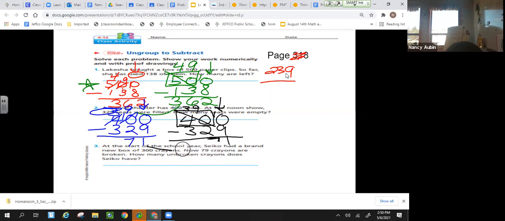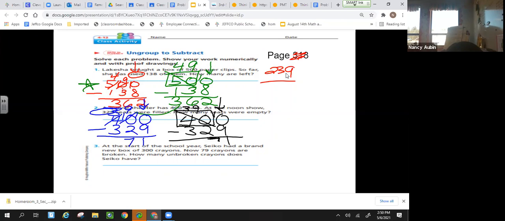At the start of the school year, Seiko had a brand new box of 300 crayons. Oh, don't you love that? Yeah. When you get that new box, your new school supplies, and none of them have been used and they're sharp. None of them are broken. Oh, that's the best. Okay, so I can picture that. He's got those 300 Crayola crayons with all the cool colors.